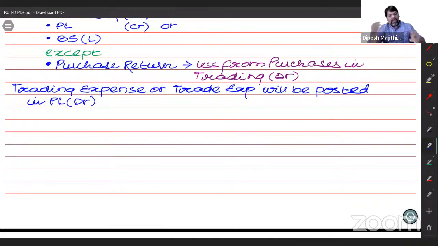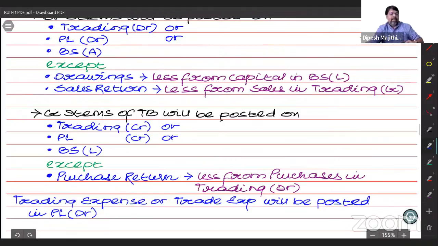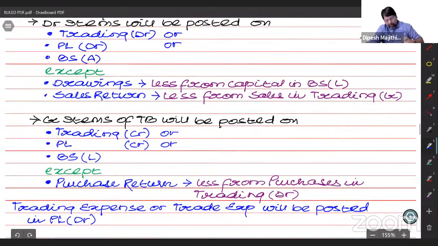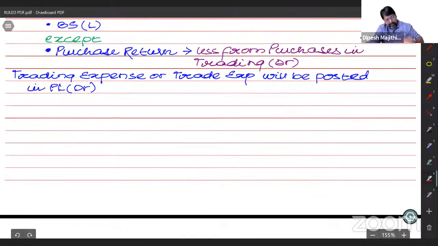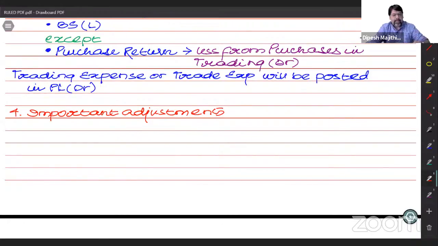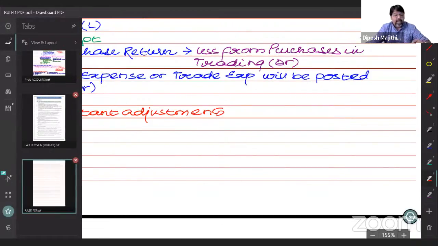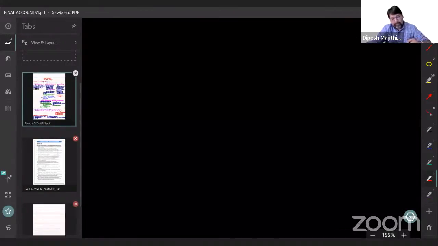Yes. Now chartered, apart from this, point number 4 is important adjustments. Let's go through those adjustments very fast, chartered.